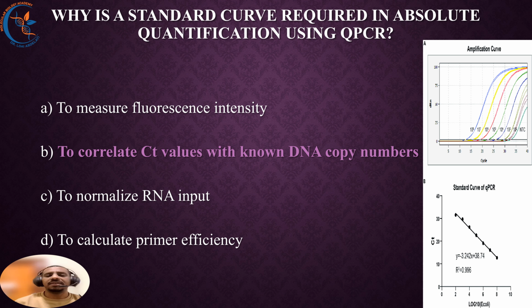Actually, a standard curve is created using serially diluted DNA samples with known concentration. This curve allows researchers to link CT values to exact DNA copy numbers, making it possible to quantify unknown samples with accuracy. All right? While fluorescence, option A, and primer efficiency, option D, are important for PCR performance, they are not the primary purpose of the standard curve. Let's move on.